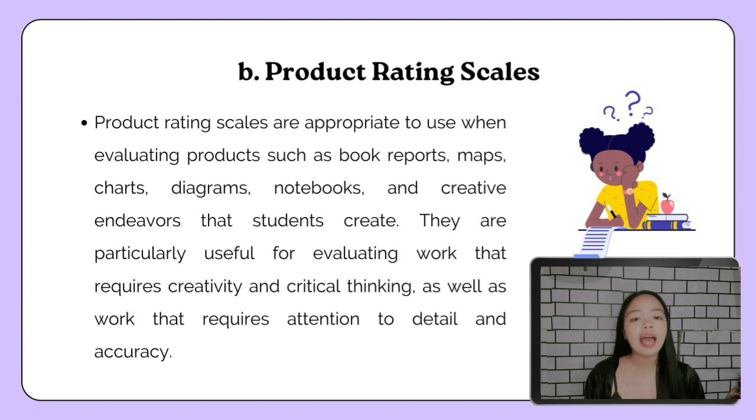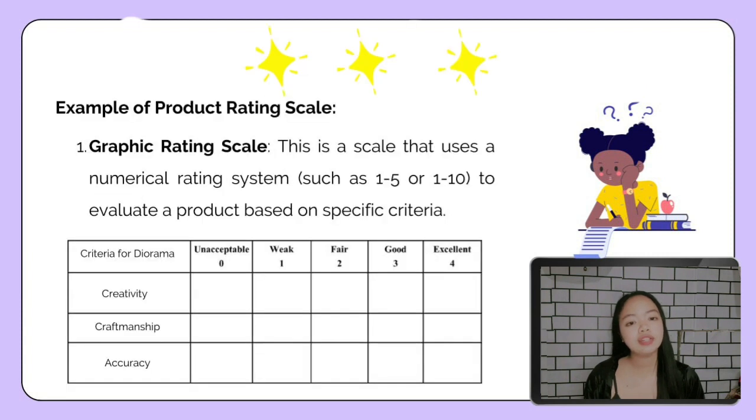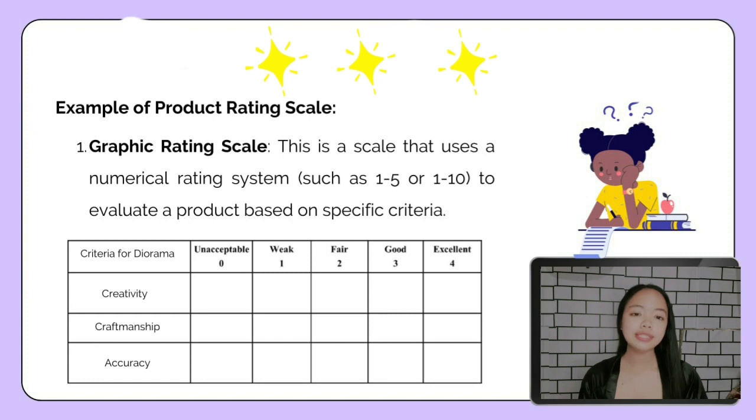An example of a product weighting scale is a graphic weighting scale, which is a scale that uses a numerical weighting system to evaluate a product based on specific criteria. For example, a teacher may use a graphic weighting scale to assess students' diorama. The weighting scale may include criteria such as creativity, craftsmanship, and accuracy. Each category could be rated on a scale of 1 to 5. This method helps to standardize the evaluation process and ensure that each student is evaluated in a fair and consistent manner.